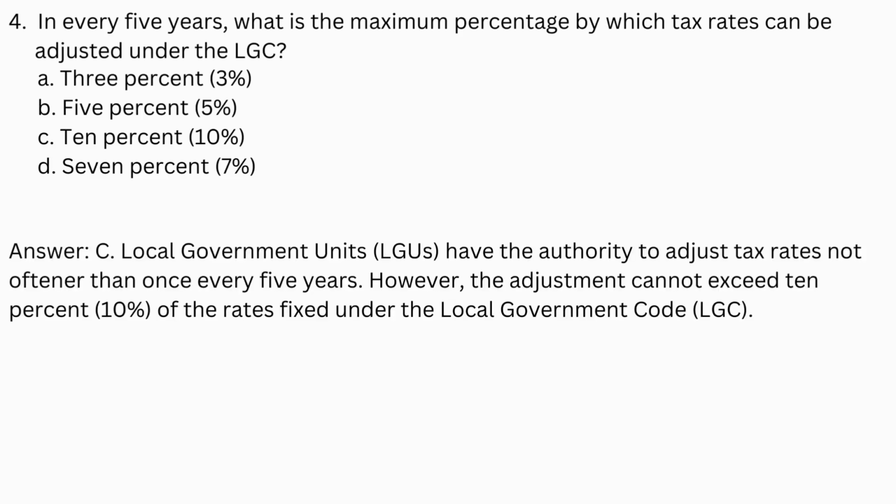Answer, letter C. Local government units have the authority to adjust tax rates not oftener than once every 5 years. However, the adjustment cannot exceed 10% of the rates fixed under the Local Government Code.